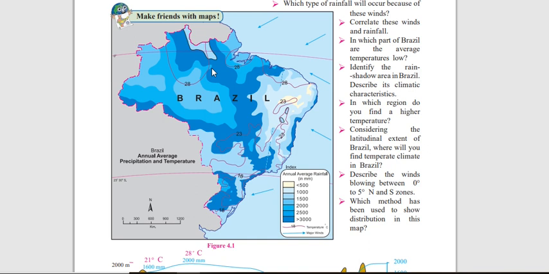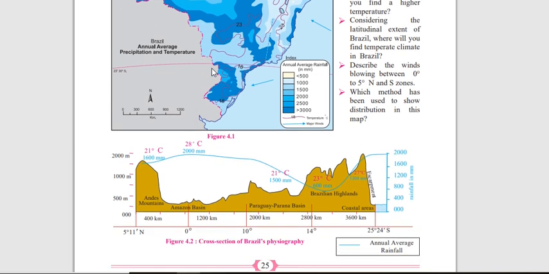Let us go to figure 4.2. We see the cross section of Brazil's physiography. We have the coastal area next to the Brazilian highlands. When the winds blow over the escarpment, that is the steep slope of the Brazilian highlands, they rise, lose their moisture, and so it rains in the coastal areas. When the winds continue their journey, they are no longer moisture laden, so they bring less rain to all the leeward regions.